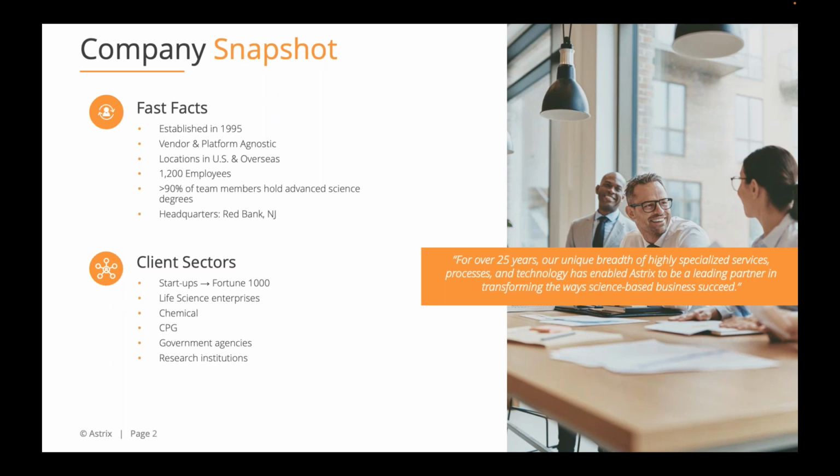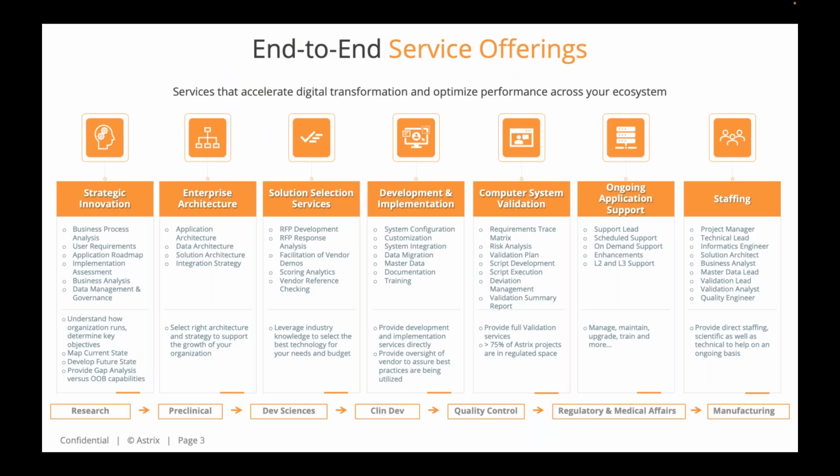And Tim, we can go to the next slide, please. So the services, I mentioned, of course, we're a professional services company. So what are those services that we provide? We like to say that we cover the entire spectrum to help optimize your performance and digital transformation across an entire ecosystem. And that oftentimes begins with things like strategic innovation or enterprise architecture.